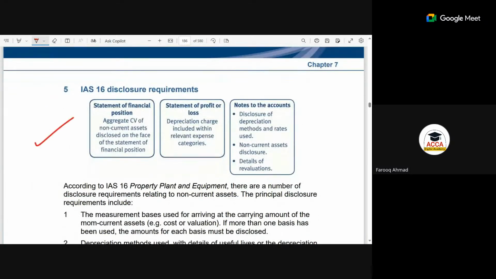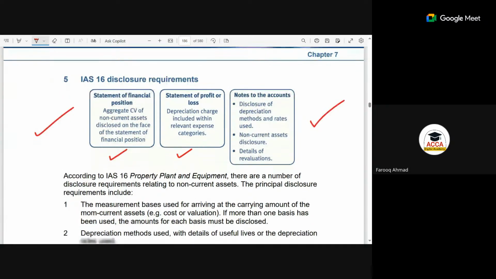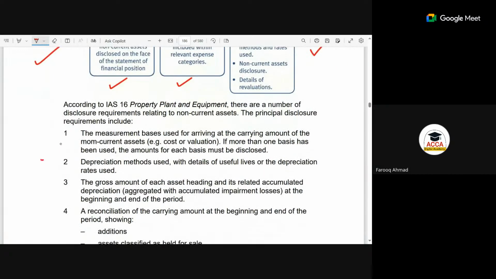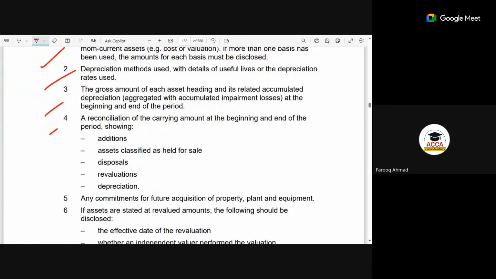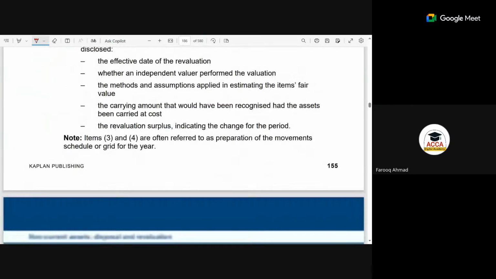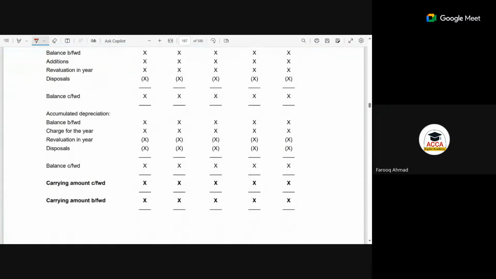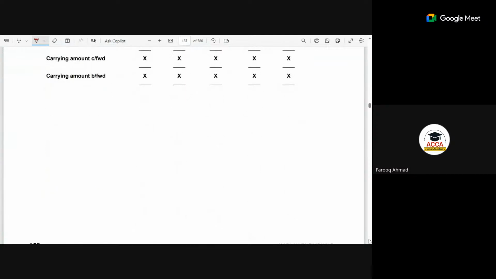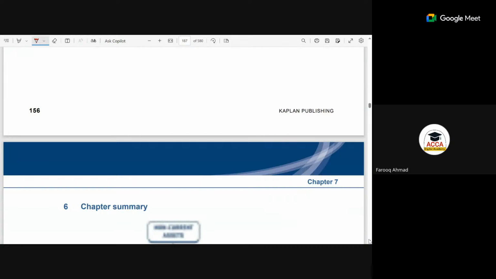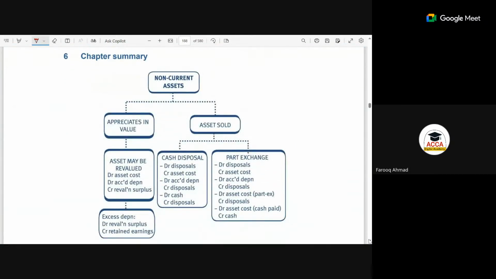Disclosure requirements: statement of financial position, statement of profit or loss, and notes to the accounts. This is the disclosure, how it will take place in these steps. According to the PPE standard, they require the depreciation method, gross amount, and so on for each asset. These things can be tested in your examination. Very easy and not technical. This is a format of depreciation and all the schedule of assets which you need to maintain. This is a chapter summary of non-current assets. Assets held for sale. Very easy.